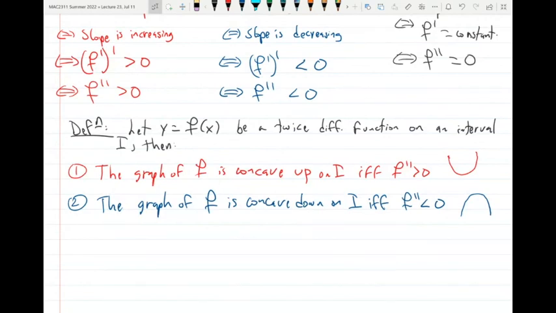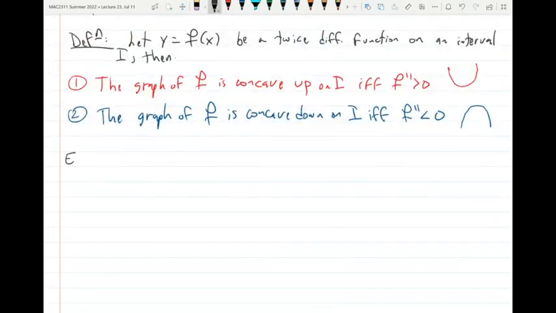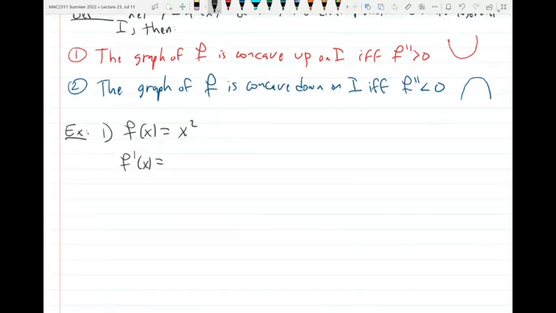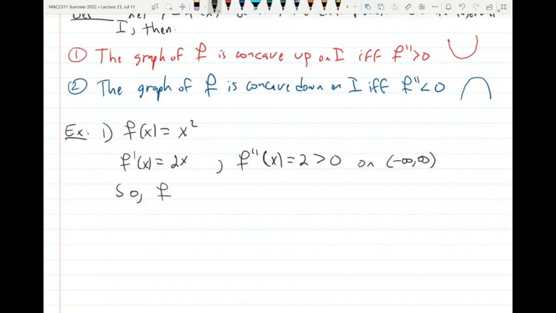Do you understand this? Okay, so let me actually write those. For example, the function f of x equals x squared, then f prime is 2x, f double prime is equal to 2. So this is positive on negative infinity, positive infinity. So f is concave up on this entire domain. And we know that, right? It's a concave up function.